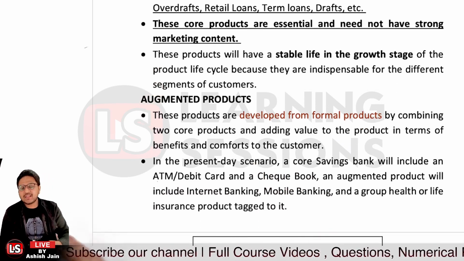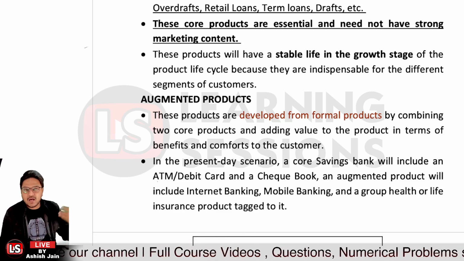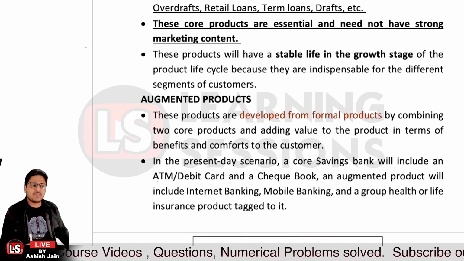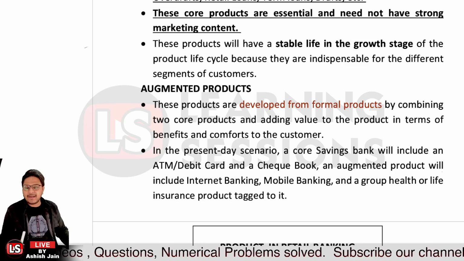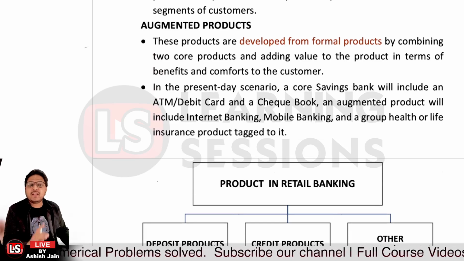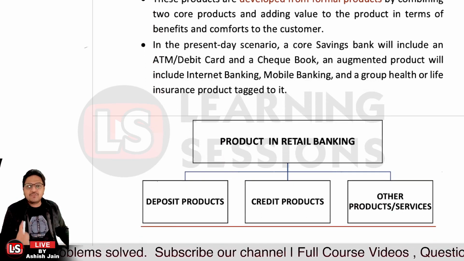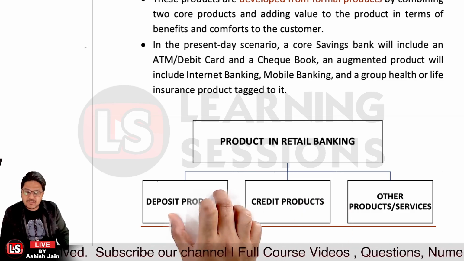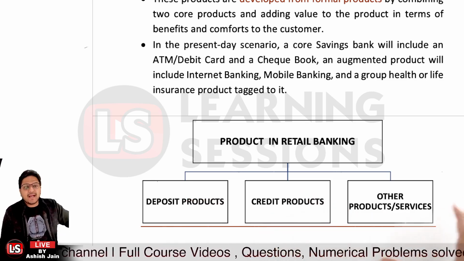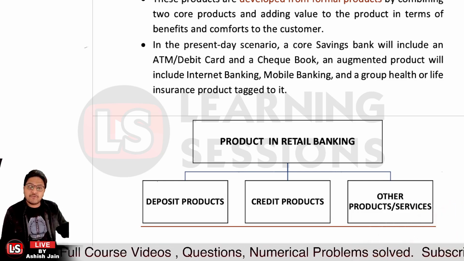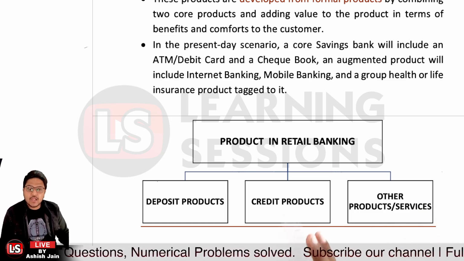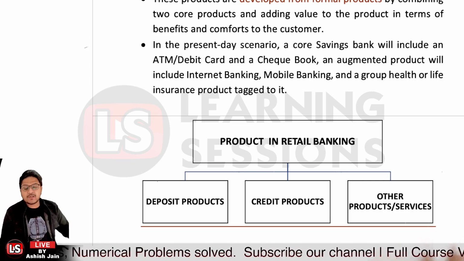And further, you're also offering other value-added services along with it, like cheque services, mobile application access, or a group health insurance along with it. So these are the different types of products in a bank, the core product and the augmented product. And further, if we look at the types of products in retail banking, we have deposit products and credit products. Deposit is a liability product, and credit is an asset product. And among other products and services, we offer lease hiring services, fee-based income services, or bank guarantee, and those are covered under other products and services, right?